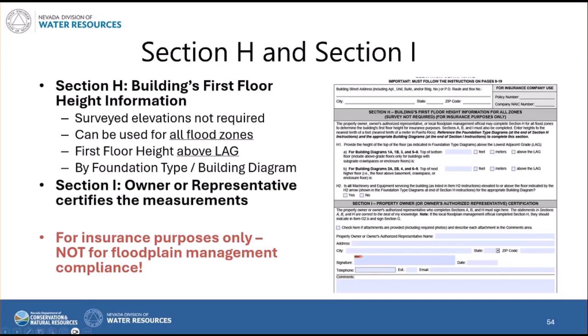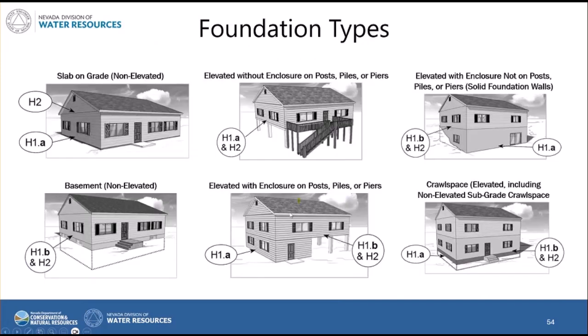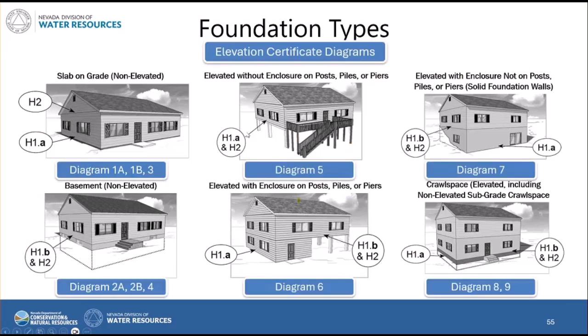This does not give you enough detail to determine what a building's lowest floor is for NFIP compliance. It uses 6 different foundation types, and there's just a couple of questions to fill out. These actually are going to connect to the 11 different building diagrams that we'll spend some more time talking about, so I just wanted to show you that there are 11 different building diagrams, and the foundation types are used only in section H, and they consolidate them into 6 different building types.